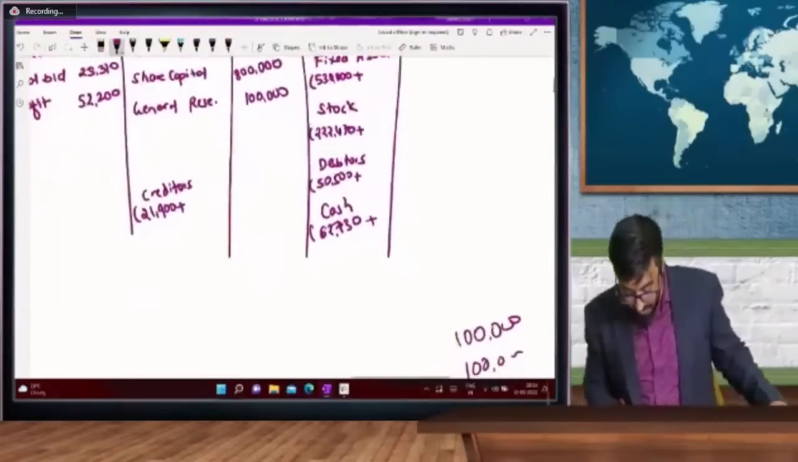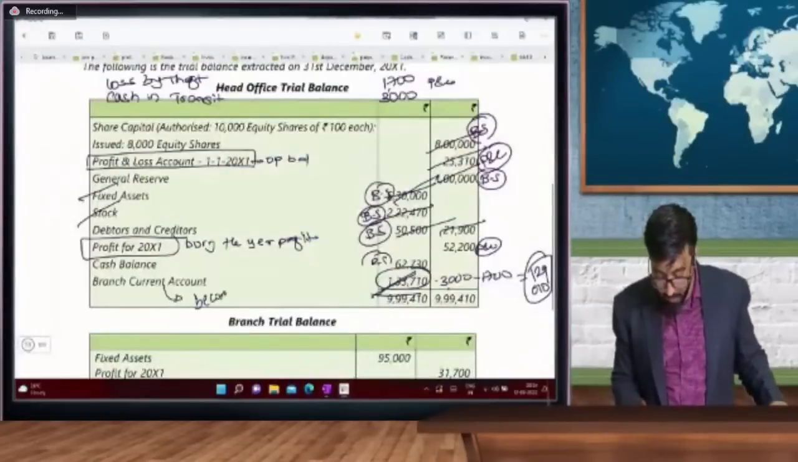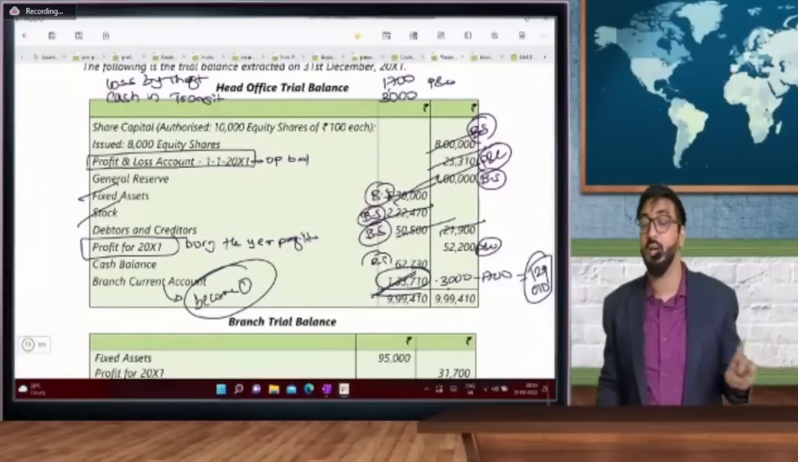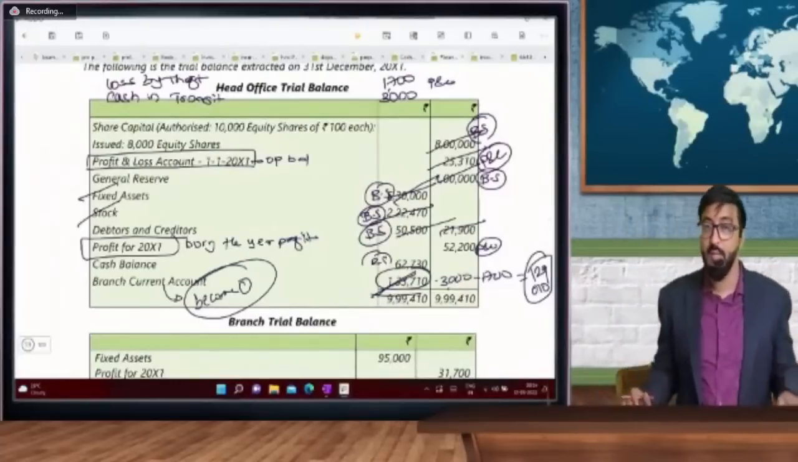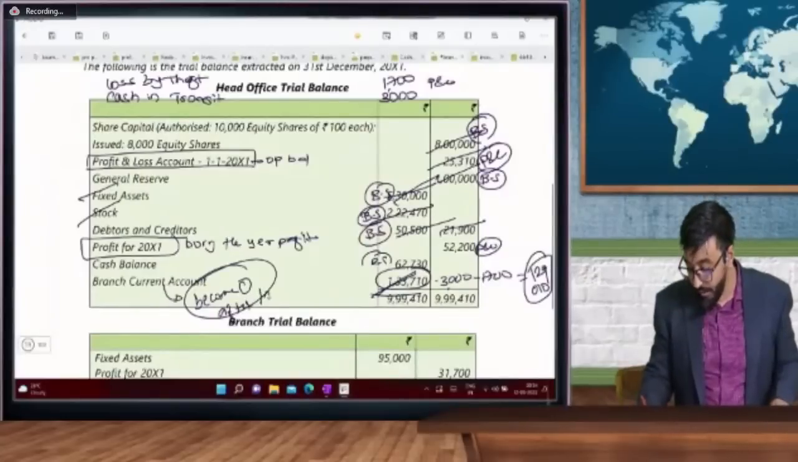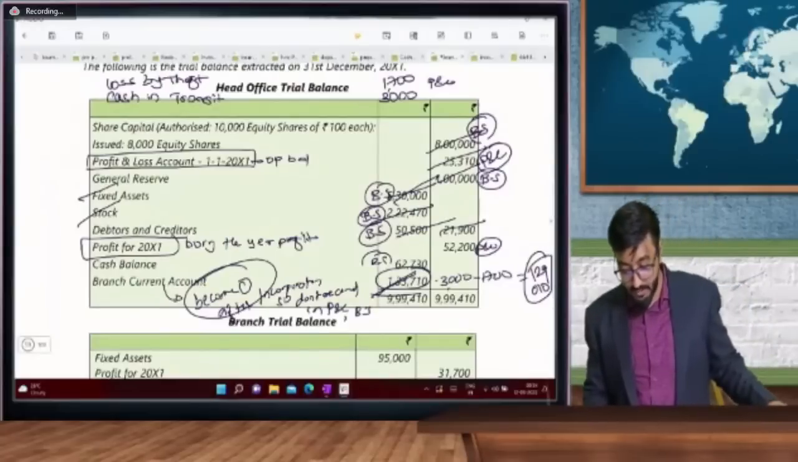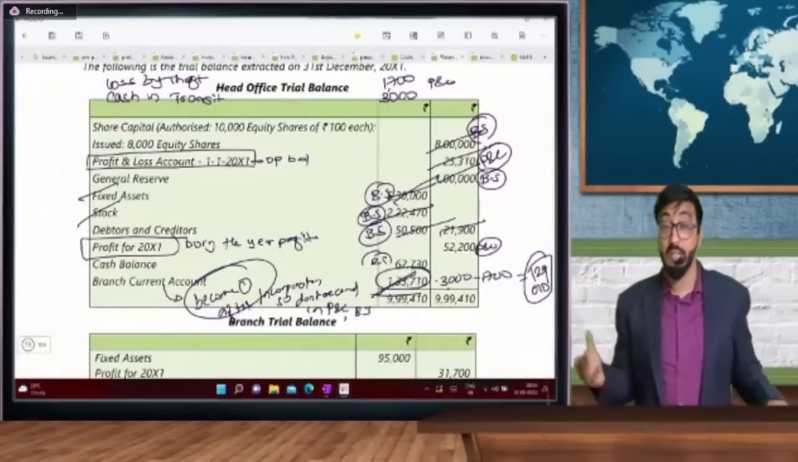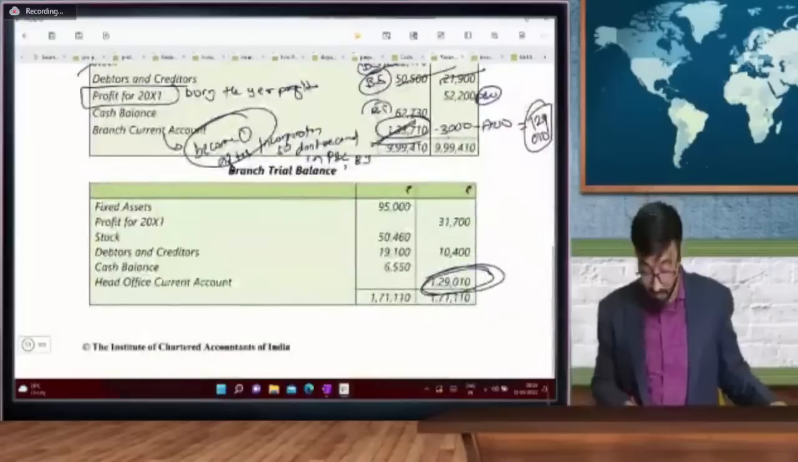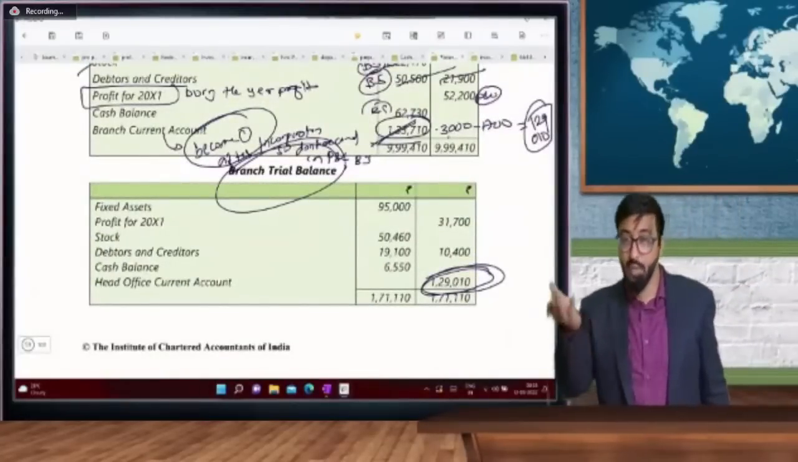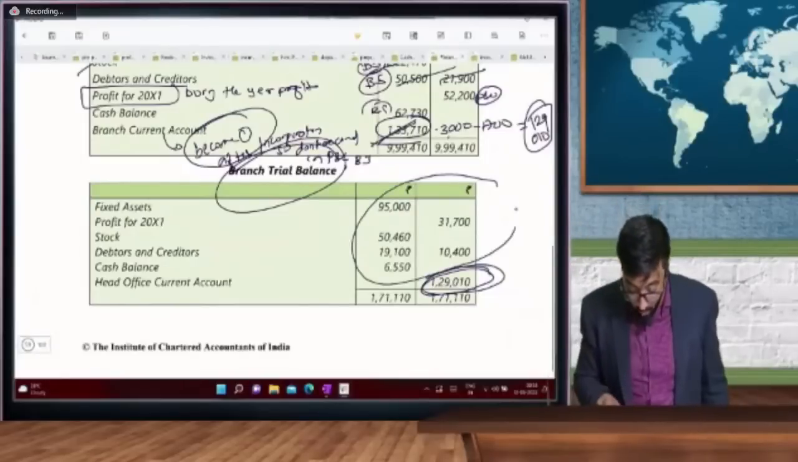And the branch account is going to become 0 because we are taking the branch's trial balance instead. So don't write branch current account in the balance sheet or profit and loss account. It becomes zero after incorporation, you can write that on the question. So don't record it in P&L and balance sheet. 129,010 is there, but now we won't record it. Instead, we are taking the assets and liabilities of this branch trial balance. So we will record all these items now.